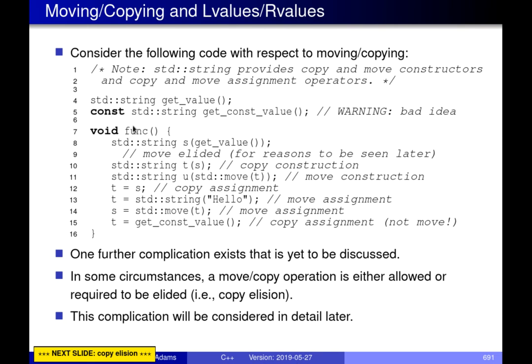So let's start with this function here. We're going to walk through line by line. There's a whole bunch of things that are propagating values of variables from some source to destination, and we want to identify which ones are copying versus which ones are moving. So we look at this first example here.